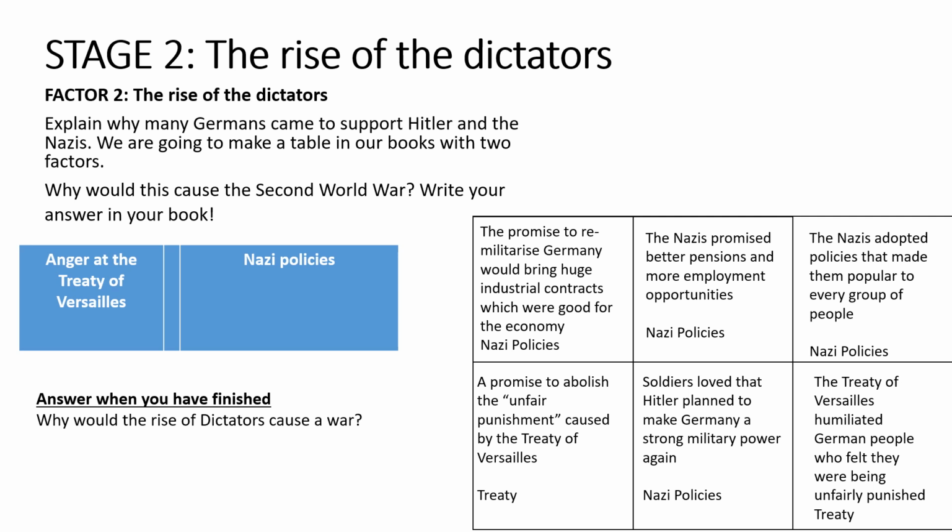Why would the rise of dictators cause a war? Okay, so why do we think these factors that we've seen in our tables might lead to a second war? Think about the treaty, think about these policies. Why might a war break out because of these things?